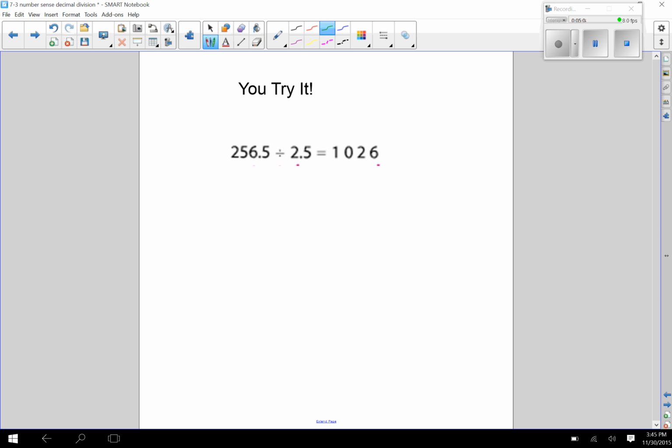Okay, so I'm going to use some rounding and compatible numbers to figure this out. That's my way of doing this. And I'm going to take my 2 and 5/10. I'm going to round it to 3. And then what I'm going to do is look at these first two digits. What is compatible with 3 that's close to 25? I'm going to round that 25 to 24. So I'm going to round that 256 to 240.